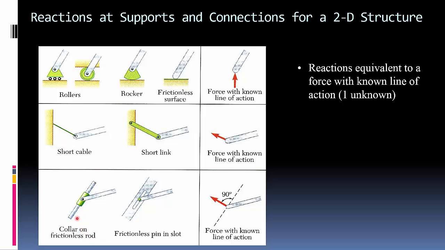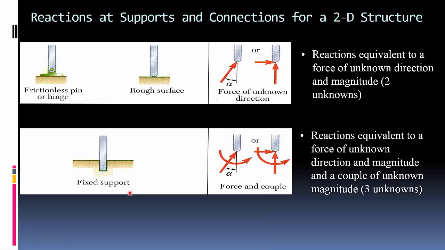And the last example is a collar on a frictionless rod or a frictionless pin in a slot, same deal. It's going to be perpendicular to that member right here. Now, there are also connection supports that have more than one unknown.